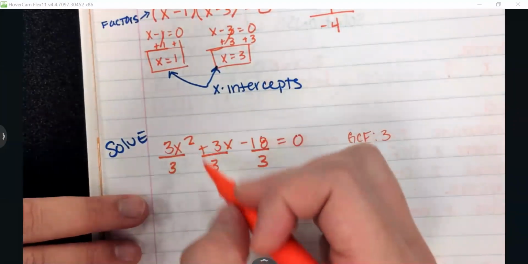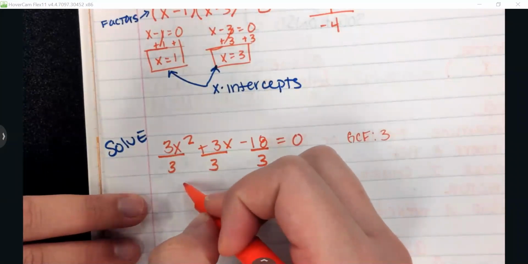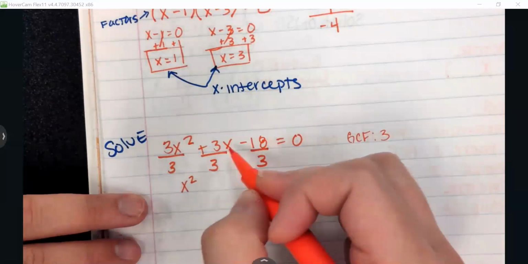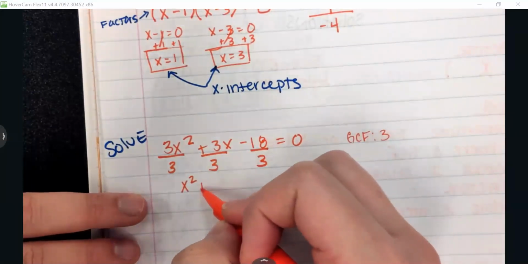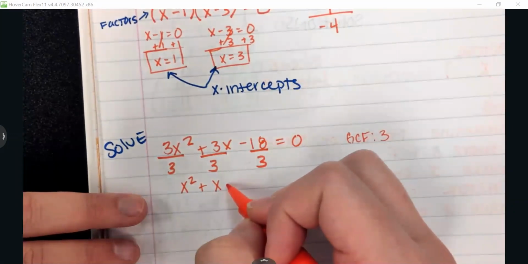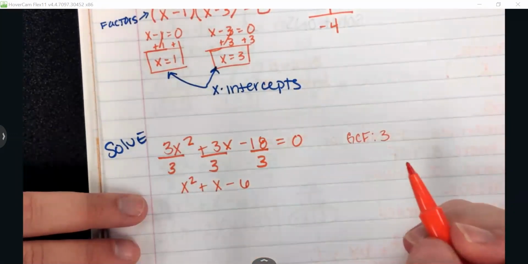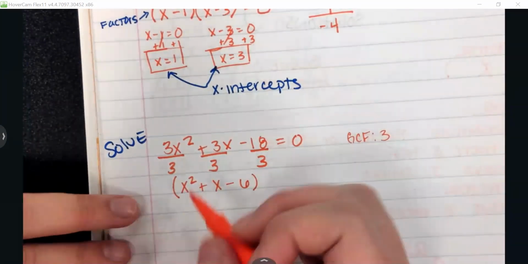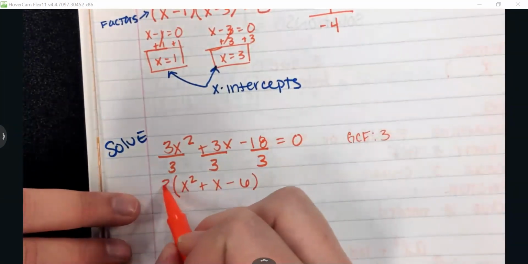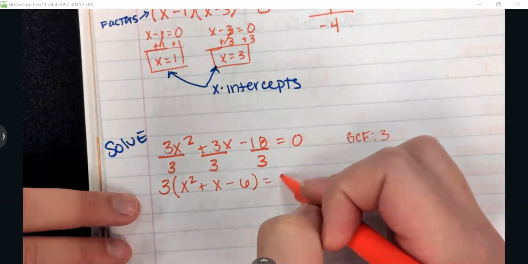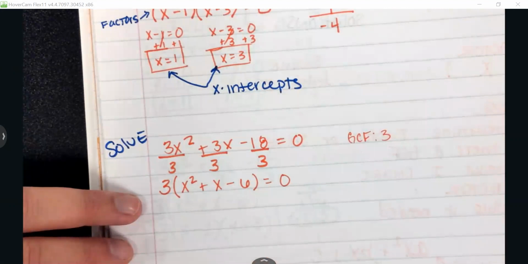So 3x squared divided by 3 is just x squared. 3x divided by 3 is x, and -18 divided by 3 is -6. In parentheses, and what goes in front of it? My GCF. It still has to equal 0 because I'm solving.